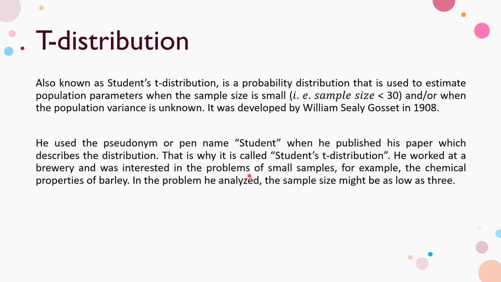He used to work at a brewery and was interested in the problems of small samples, for example, the chemical properties of barley. And in this problem, he analyzed that the sample size might be as low as 3. So that is the history of the t distribution.